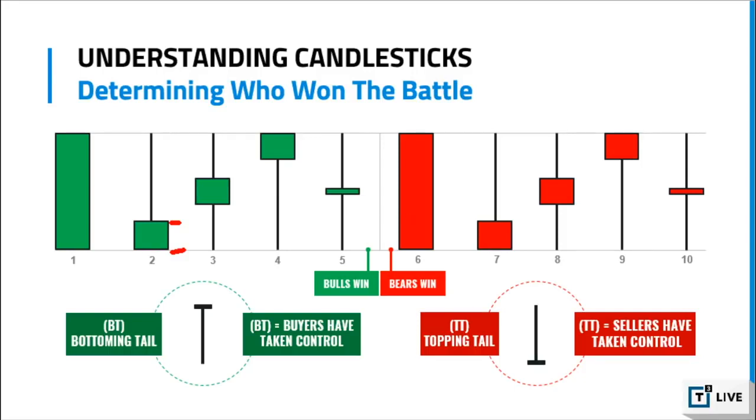Which group was in control at the end? Was it the buyers or the sellers? You tell me. The sellers, of course. That's number 1. Number 2, the sellers pushed back and forced prices to close in the bottom third or so. That's a bearish signal.